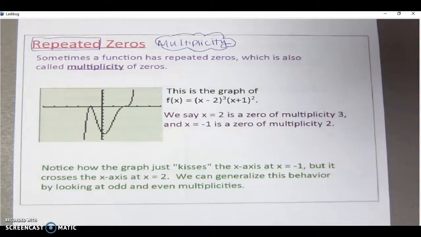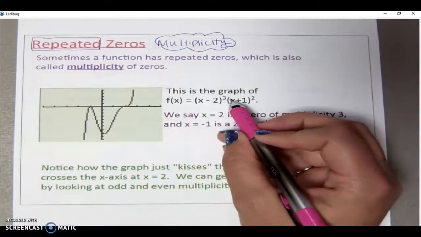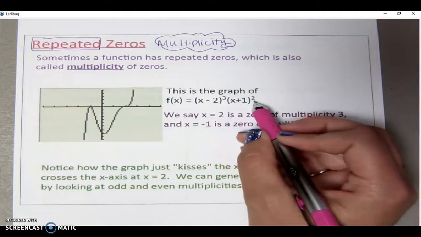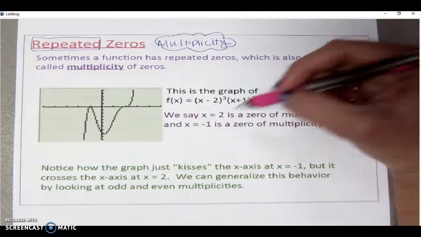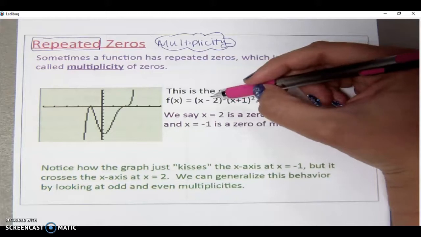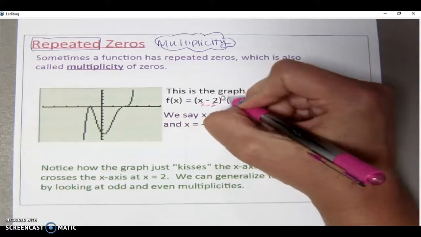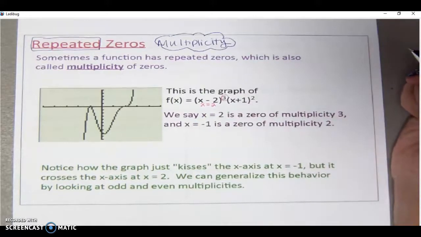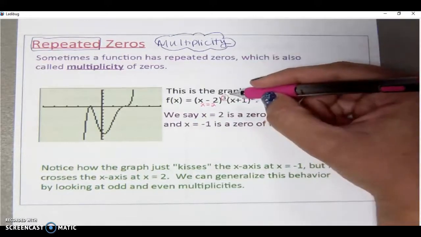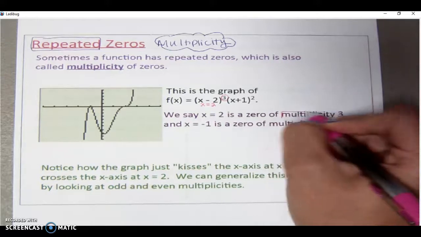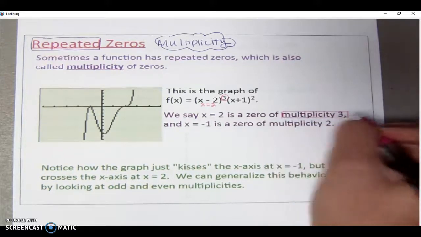So in this example here, we have (x minus 2) to the third power and (x plus 1) squared. So we can say that x equals 2. If you solve this, this would be x equals 2. Because of that exponent, you really have x minus 2 three times. So that would be considered to have a multiplicity of 3.